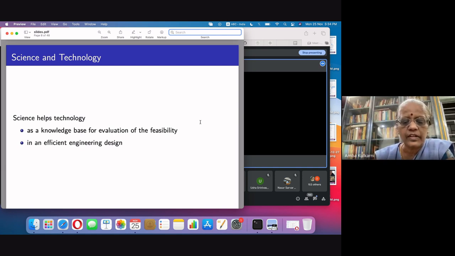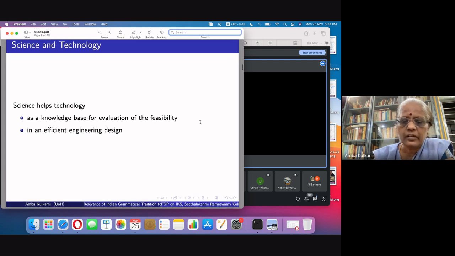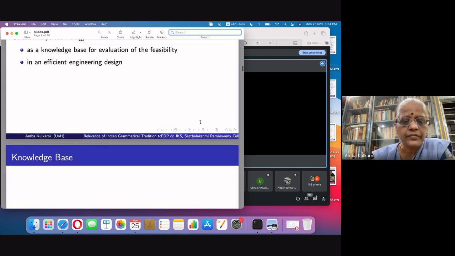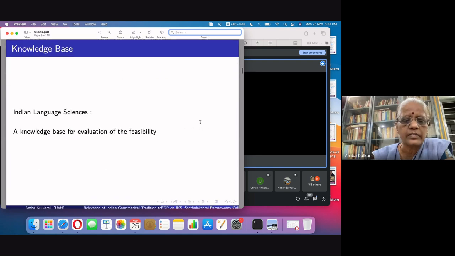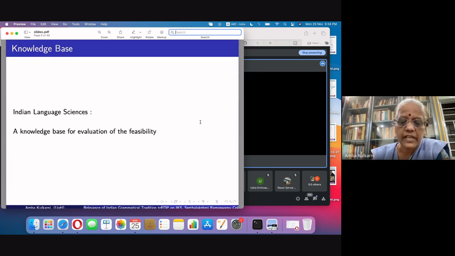All these things we know from the science itself. So, with these two points as focus, I am going to continue my talk. First, let me tell you something about the knowledge base. How these Indian language sciences provide a knowledge base for evaluation of the feasibility of any technology.